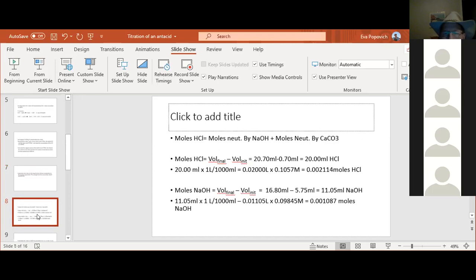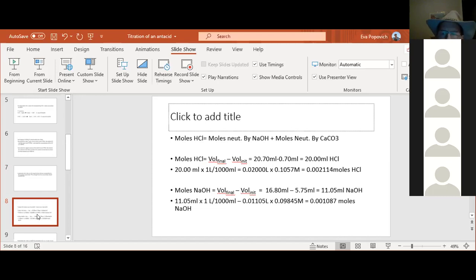All right. So, as I said earlier, the moles of HCl that I had in there were neutralized by NaOH, some by NaOH, some by CaCO3. My total moles, I have to take my final volume of HCl, subtract my initial volume of HCl. So this is 20.7 minus 0.7. I have 20.00 milliliters of HCl. I change my milliliters into liters, and I multiply it by my molarity of my acid, and I find that I have a total amount of moles of HCl of 0.002114 moles.